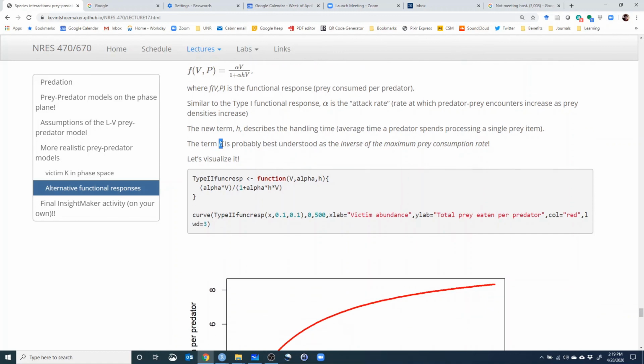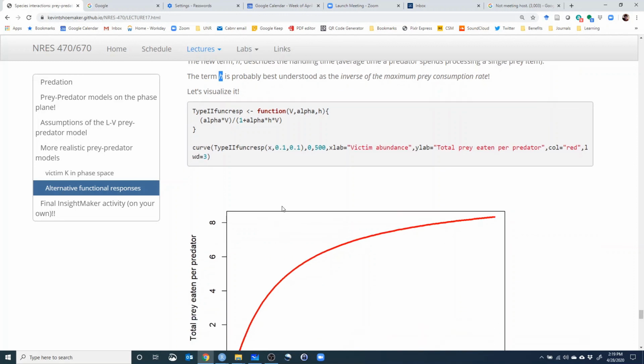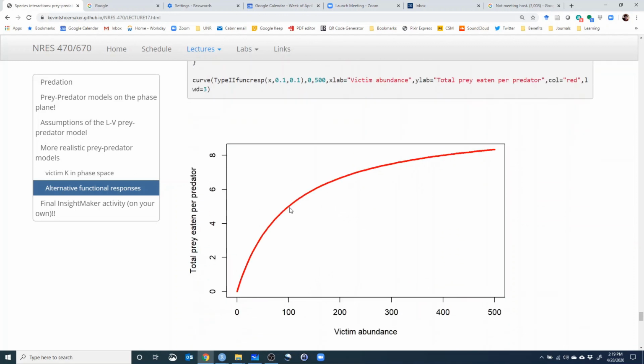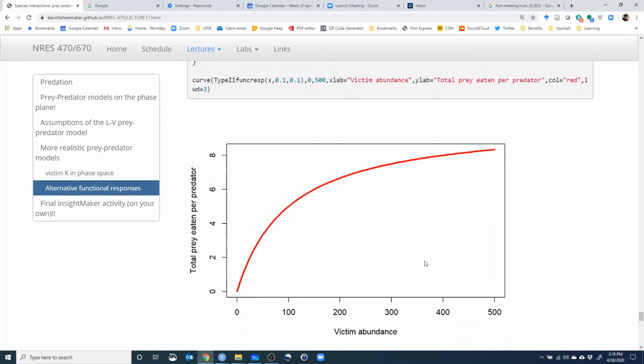Sometimes we can understand the term H just by saying, well, let's take the inverse, 1 over H. That is the maximum prey consumption rate. So this type 2 functional response model asymptotes at a certain number of prey eaten per predator per time step. Predators can only eat a certain number of prey before they're going to stop eating. So 1 over H just represents the asymptote of this type 2 functional response model.